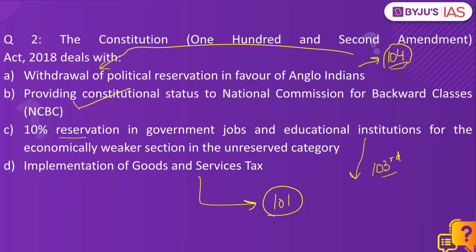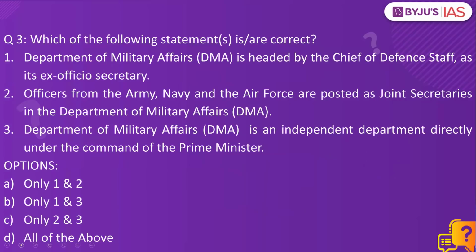So providing constitutional status to the National Commission for Backward Classes was done by the 102nd Amendment Act 2018. So B is the right answer. Now let's look at question number 3.